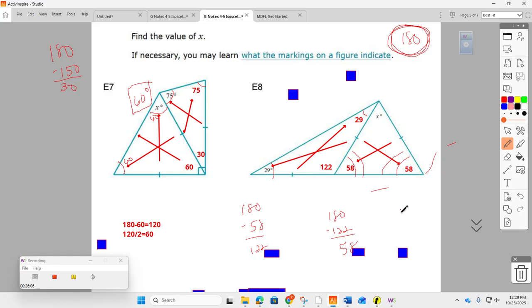58 times 2 is 116, I believe. So we're going to subtract 116 from 180, and that would be 64. So now we know that this x, the measure of this angle, is 64 degrees. Does that make sense, Tori? Okay. All right. Any questions? No, one more? Okay.